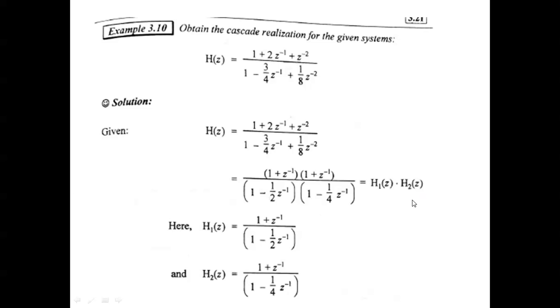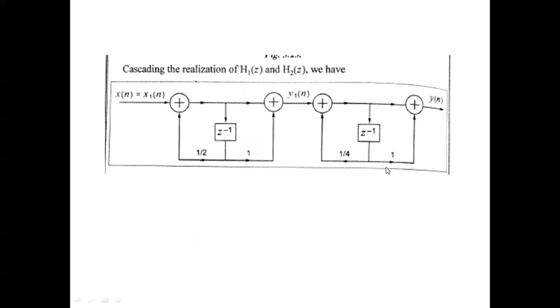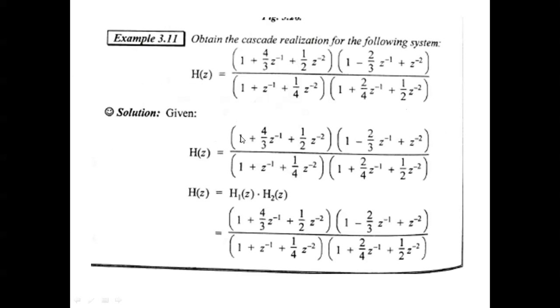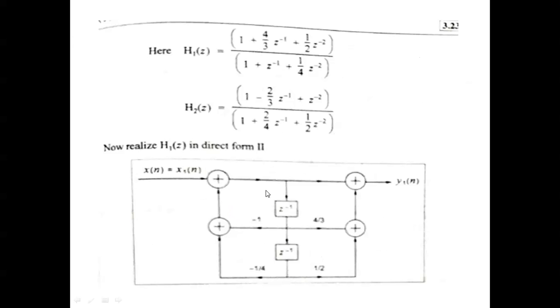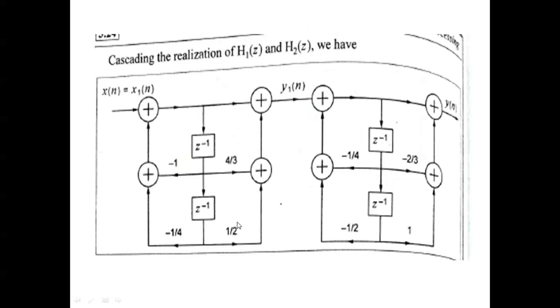Find H1(z) and H2(z). H1(z) is the direct form 2 and H2(z) is also direct form 2. Then add them in series, and you will get the cascade form. Another example, this is also the same. Use that formula H(z) = H1(z) H2(z). Find H1(z) as a direct form 2, H2(z) as a direct form 2, and finally you just add them in series. Then this is the cascade form.